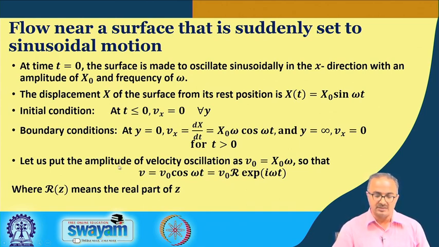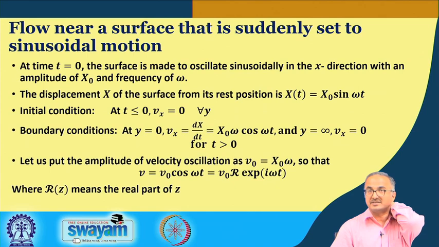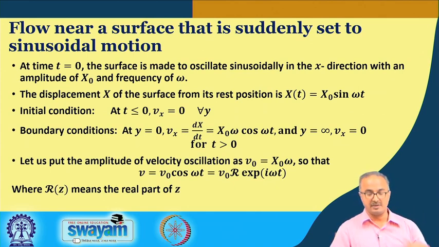Now, let us put this amplitude of the velocity, V naught, equal to x naught into omega, because this is going to be constant. So, we replace this x naught omega by V naught. This is the amplitude of the velocity, whereas x naught is the amplitude of the displacement of the wave from the mean value. So, the velocity of the fluid at the surface also comes out as a sinusoidal motion, in terms of the amplitude, V naught into cos omega t.